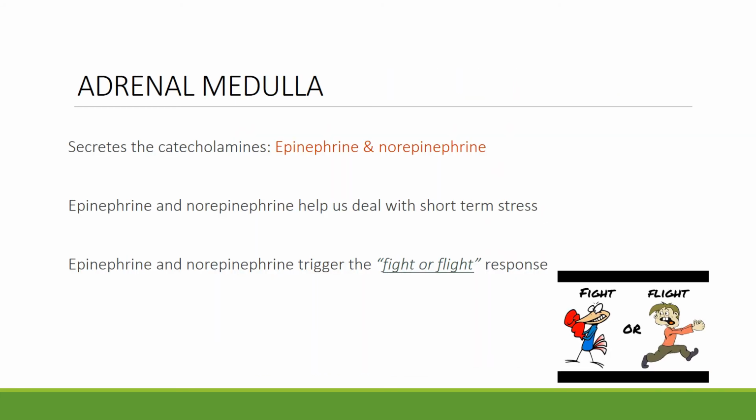The inner gland, the adrenal medulla, secretes the catecholamines, epinephrine and norepinephrine, sometimes called adrenaline and noradrenaline. These hormones help us to deal with short-term stress. Epinephrine and norepinephrine both trigger the fight or flight response.